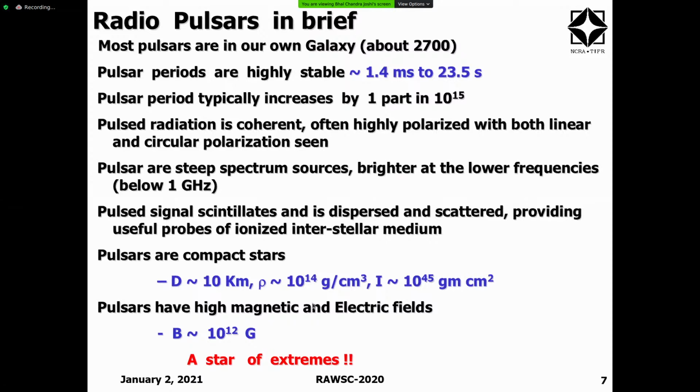The pulsar period is not constant. It slowly increases, 1 part in 15. And it increases in a predictable way. So they are excellent clocks because of this reason.